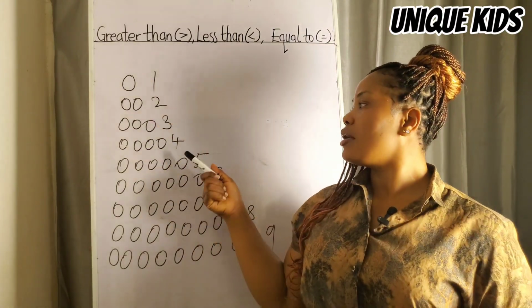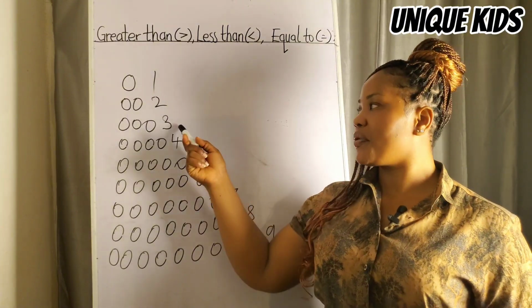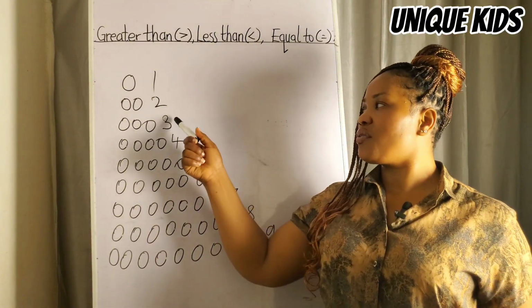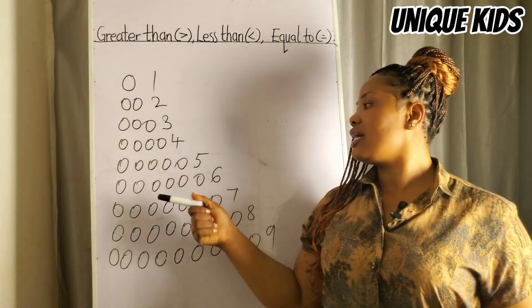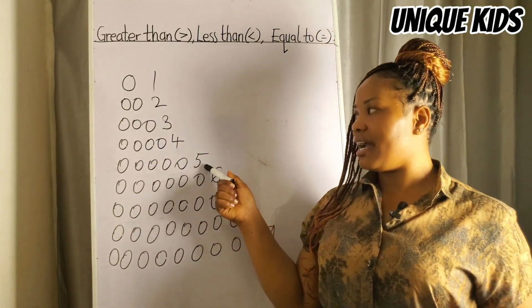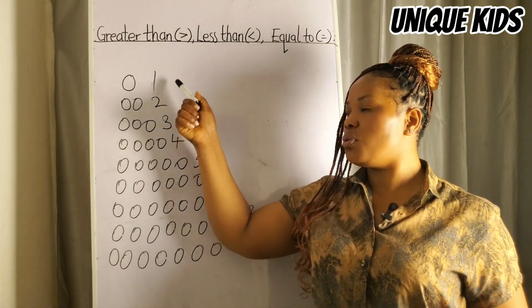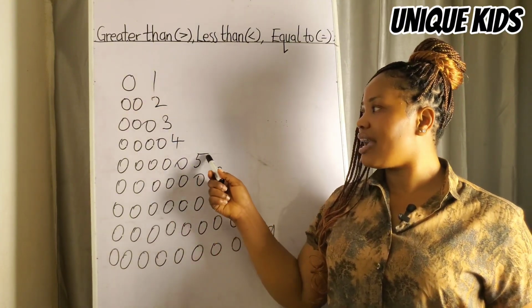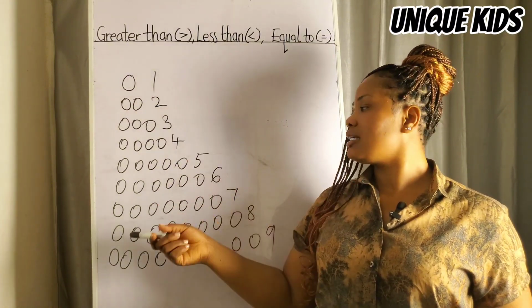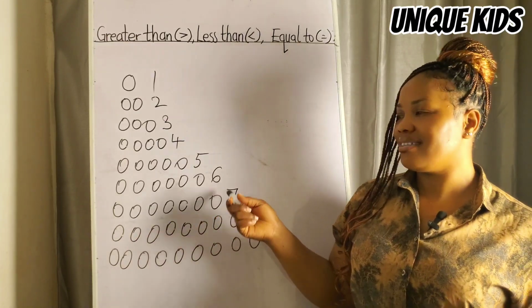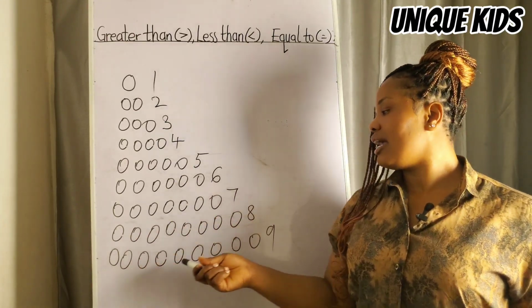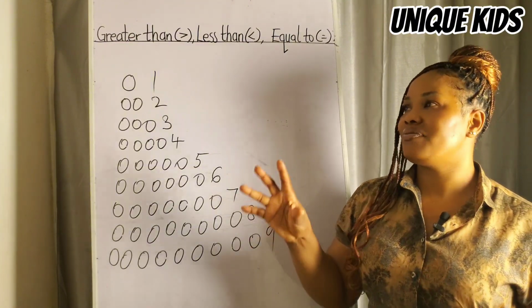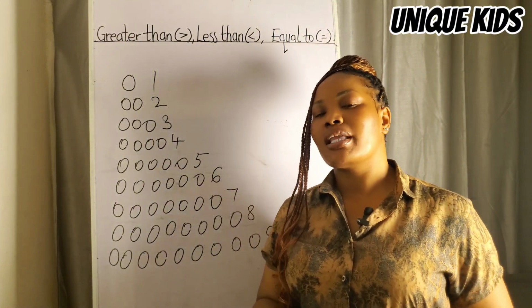4 is more than 3, 2, 1. 5 is more than 4, 3, 2, 1. 6 is more than 5, 4, 3, 2, 1. 7 is more than 6, 5, 4, 3, 2, 1. 8, and 9. Okay, so this is the first thing you have to know.